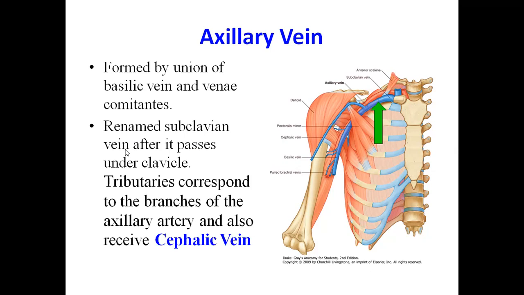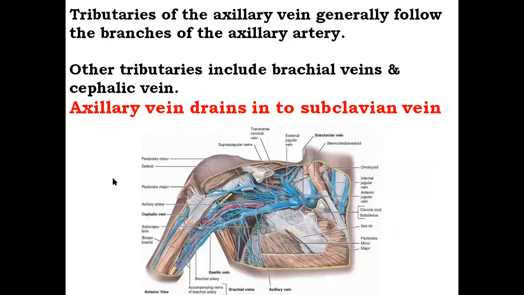Okay, it is renamed subclavian vein after it passes. That means the name of the axillary vein becomes subclavian as it changes its course. Above the clavicle, its name has now become the subclavian vein. The tributaries correspond to the branches of the axillary artery, and it also receives the cephalic vein, which is also draining into the axillary vein. The tributaries of the axillary vein generally follow the branches of the axillary artery.